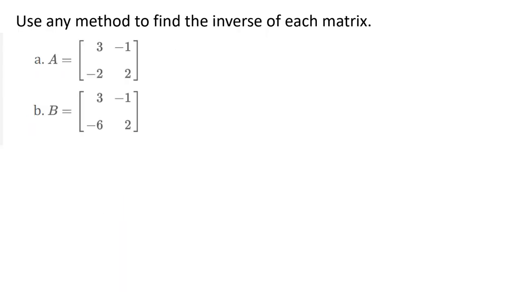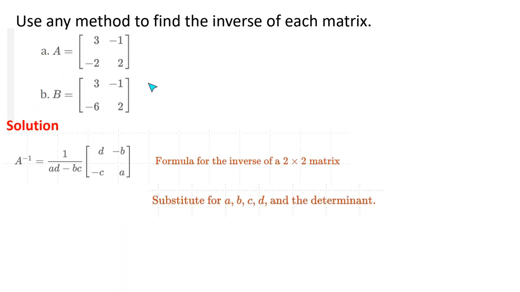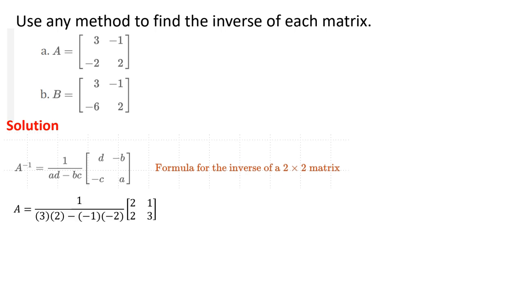So let's try this one here. It's a 2 by 2, so I can use my formula. And we'll substitute the values. So we have 3 times 2 minus -1 times -2. I'm going to switch the 3 and the 2. So now I have 2 and 3. And then my signs here are going to change to positive, 1 and 2.